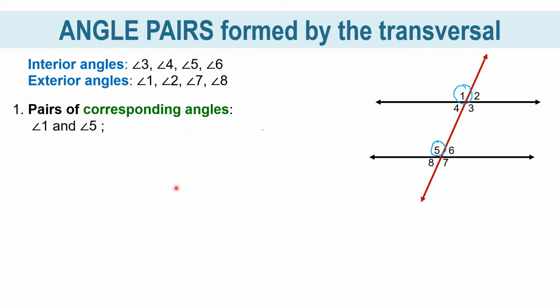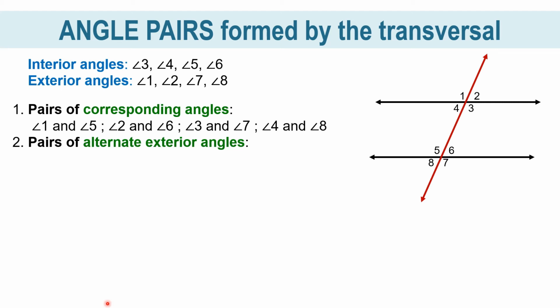What else are the corresponding angles we have in this figure? It can be 2 and 6. As you can see, they are both in the upper right. Then we also have 3 and 7. So 3 is in the lower right, also 7 is in the lower right. So they are corresponding. Then lastly, we have 4 and 8. So where are 4 and 8? Let's see where 4 is, this one. It's in the lower left and 8 is also in the lower left. So they are corresponding.